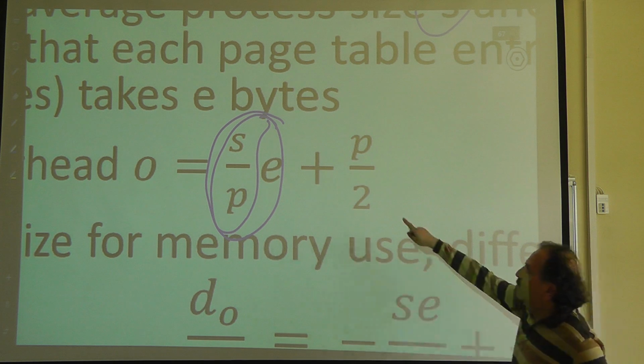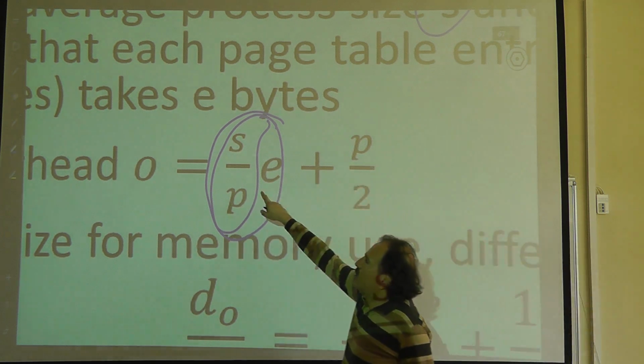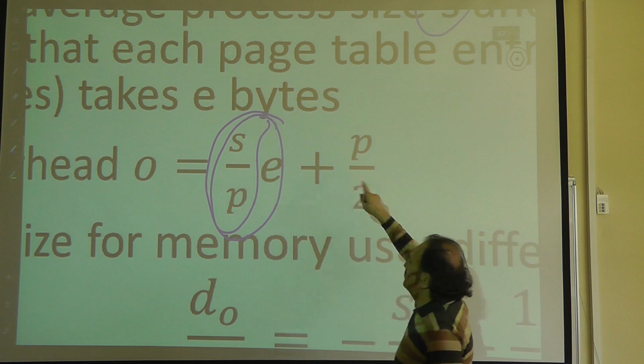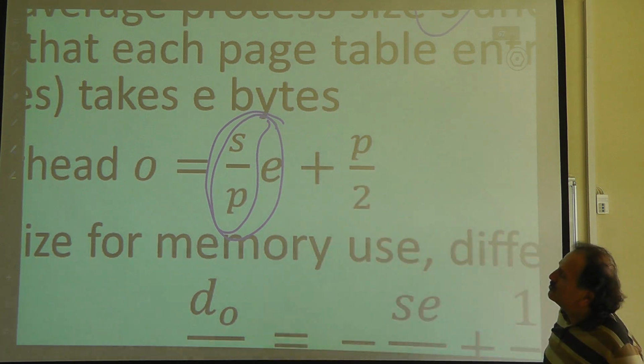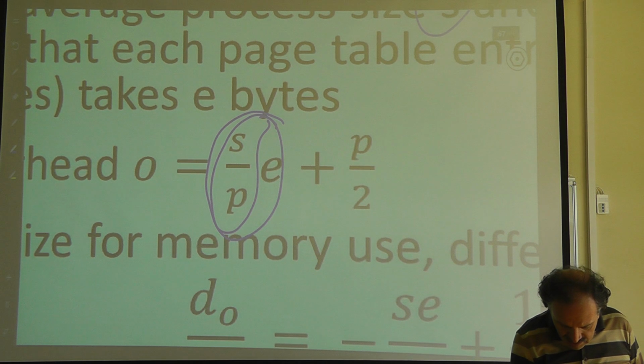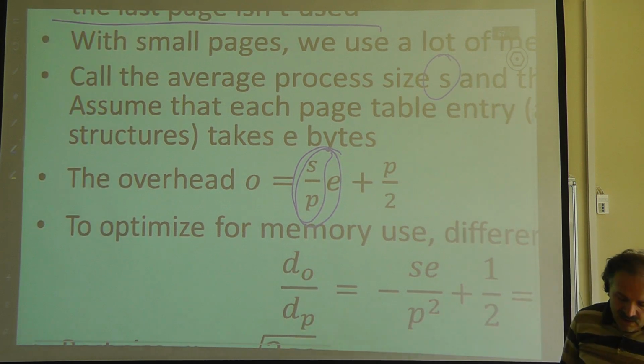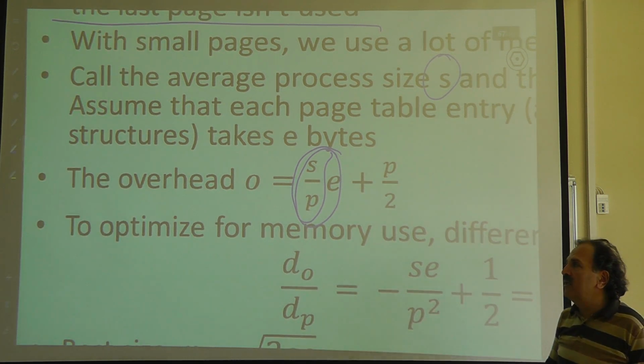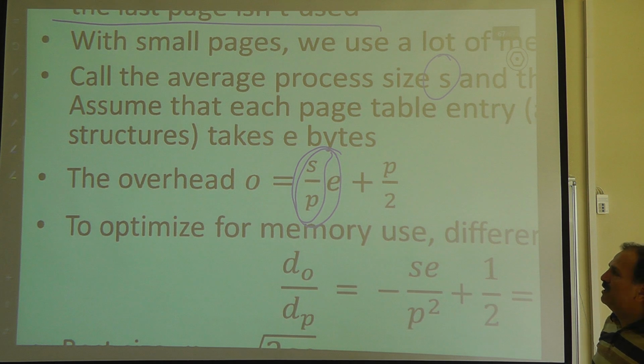Now I don't multiply this number with all the pages in the process, only the last one, just one of them. Okay. So this is the formula for the overhead using pages. Wasted memory in the last page and wasted memory in the page table. And this is my overhead.